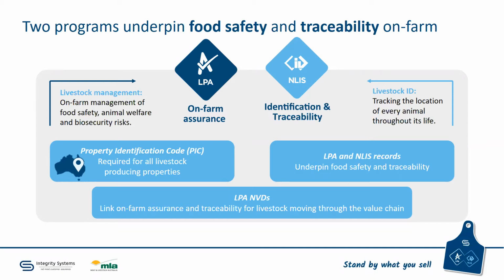The other components you can see on the screen bringing together the two programs are, first, the NVD. Your LPA NVD is where your on-farm information is married up to the transfer of animals on the database. So on-farm assurance is tied to identification and traceability. And the final component is the record keeping. Records for LPA and NLIS are what underpin the whole system.